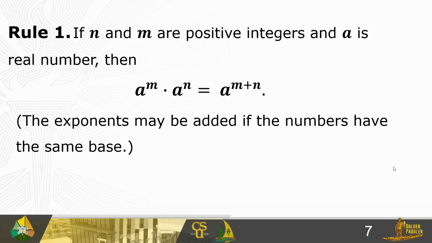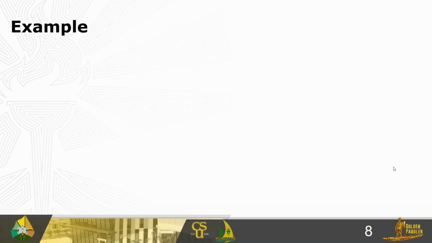Now let's consider rule number 1. If n and m are positive integers and a is a real number, then a to the power of m times a to the power of n is equal to a to the power of m plus n. The exponents may be added if the numbers have the same base. If they have different bases, then we cannot apply rule number 1.